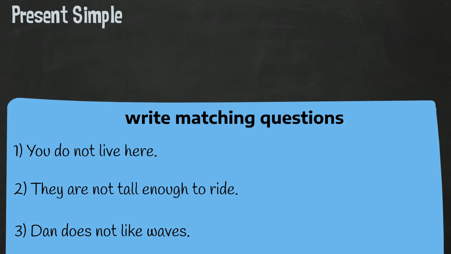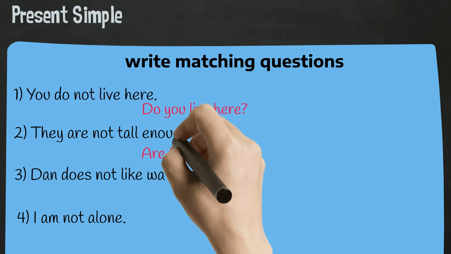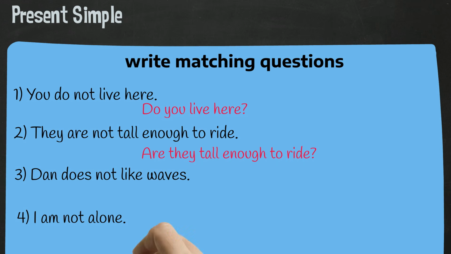Now write a question to match each of these sentences. For example, the first question would be, do you live here? Pause here. How did you go? Are they tall enough to ride? Does Dan like waves? Am I alone?